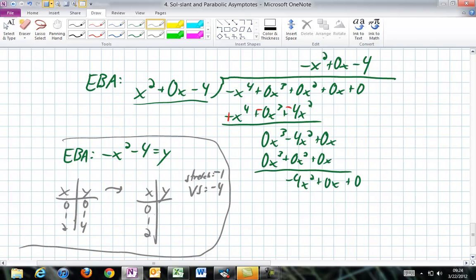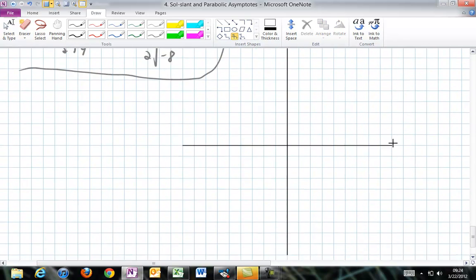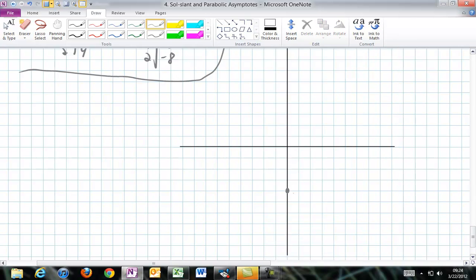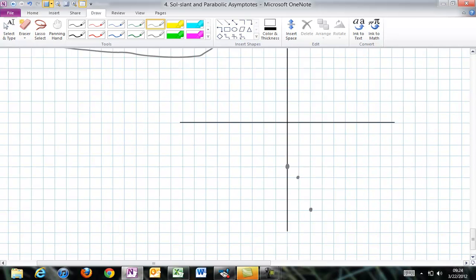The x's remain, but the y's get multiplied. Sorry, stretch is negative 1. Y's get multiplied by negative 1. So negative 1 times 0 minus 4. Negative 1 times 1 minus 4. And negative 1 times 4 minus 4. So those should be our base points for the end behavior asymptote. Let's go ahead and graph it. I'm going to use a super big graph here because we have to go down to 2, negative 8. And we get, let's see, 0, negative 4, 1, negative 5, and 2, negative 8. And then the same points on the other side of our axis of symmetry.